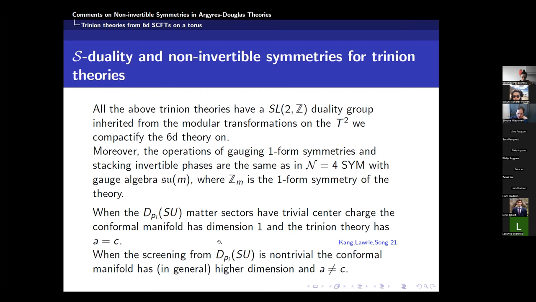Instead, when the DP matter sectors break part of the center, are charged under the center, the one-form symmetry will just be a subgroup of the center of the gauge group. Here, in general, the conformal manifold is larger, so our SL2Z refers only to the coupling tau inherited from 6D. Now, the conformal central charges a and c will be different. So we have these two different classes of theories, but both of them, from this perspective, behave as N equals 4 super Yang-Mills. So also the construction of non-invertible symmetries behaves in the same way.